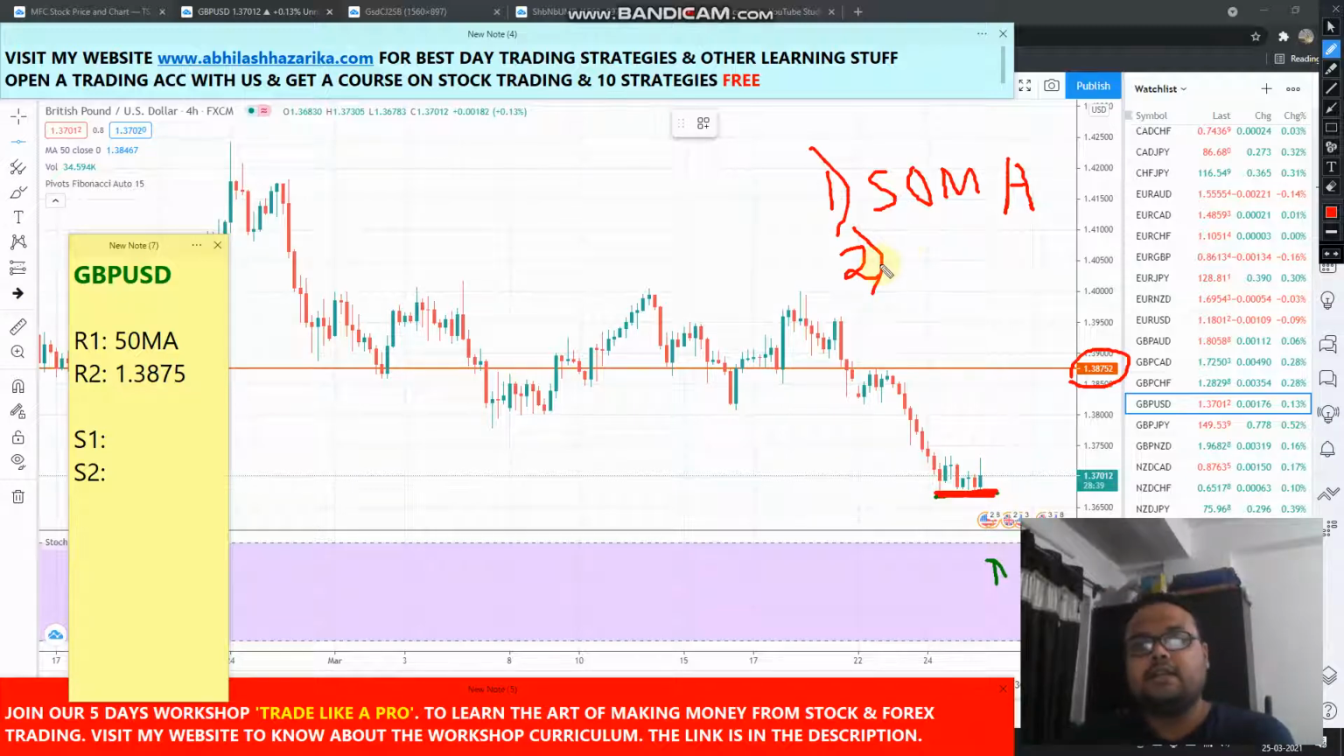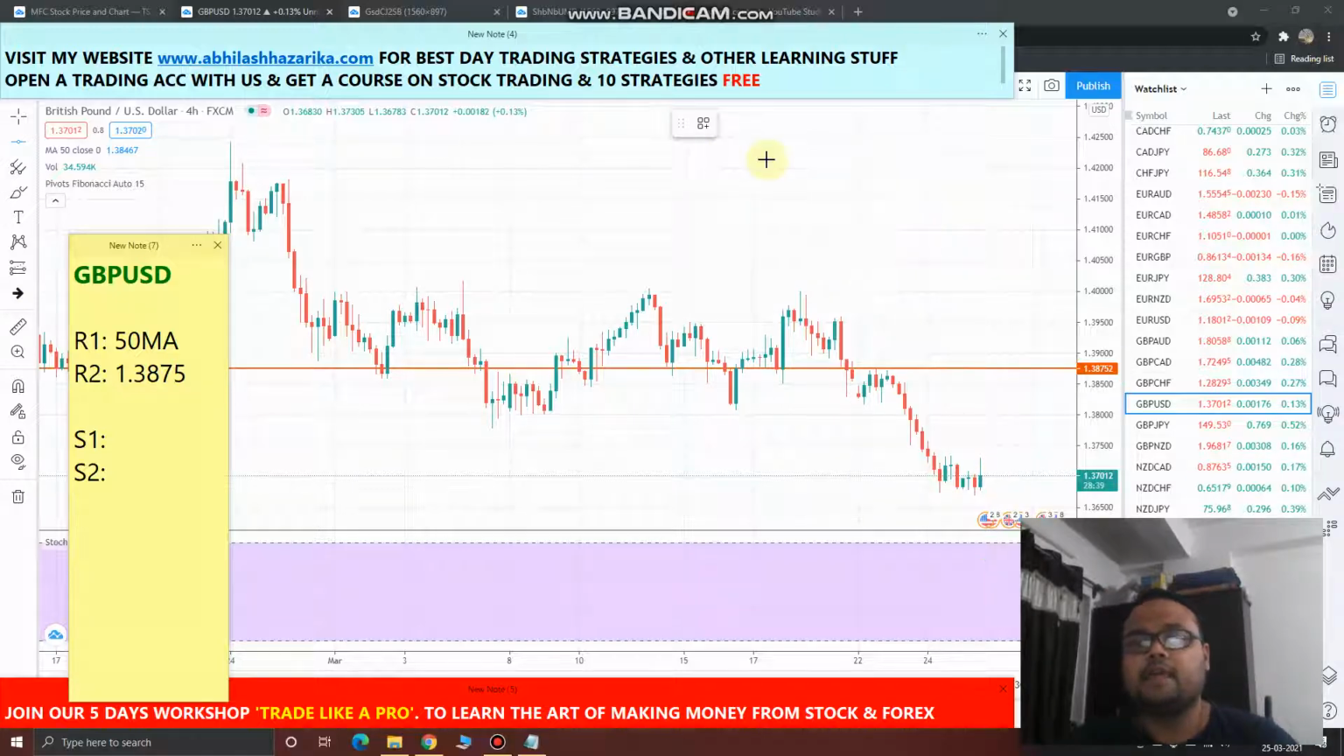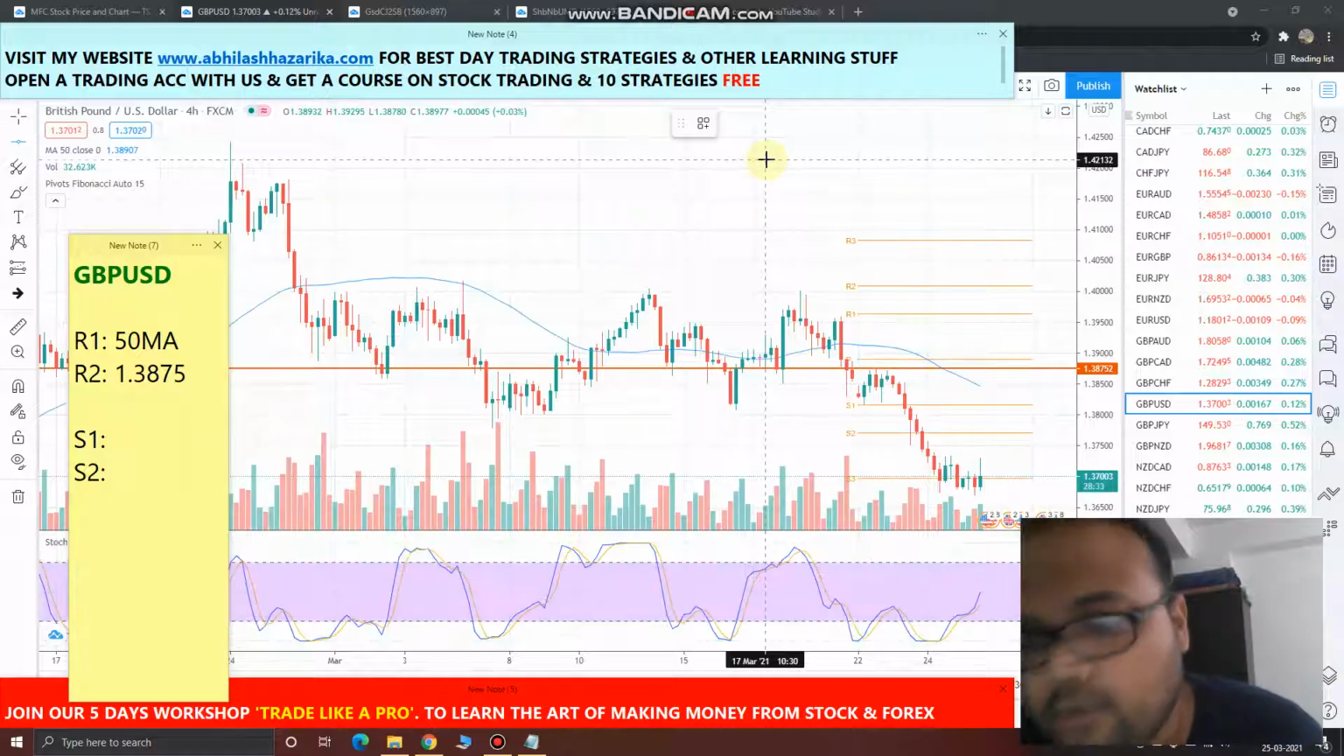So these are the two strategies that you can follow for GBP USD, British Pound US Dollar, for 26 March 2021.